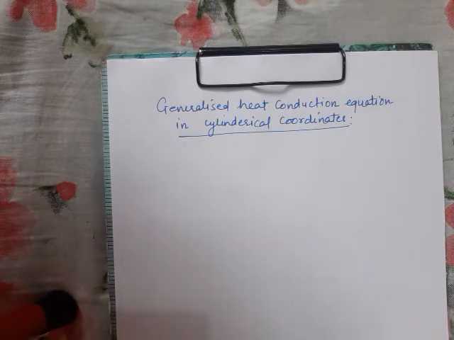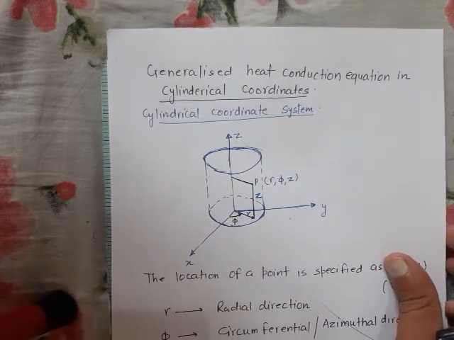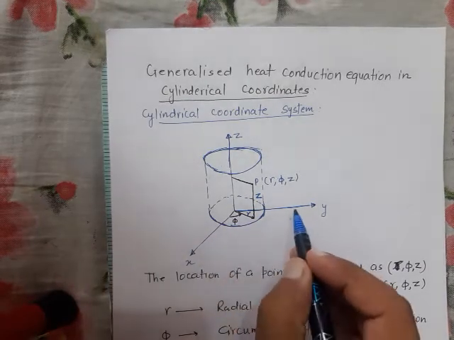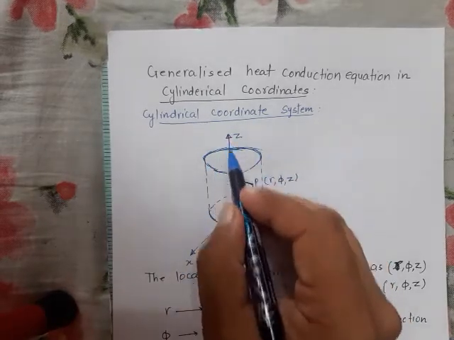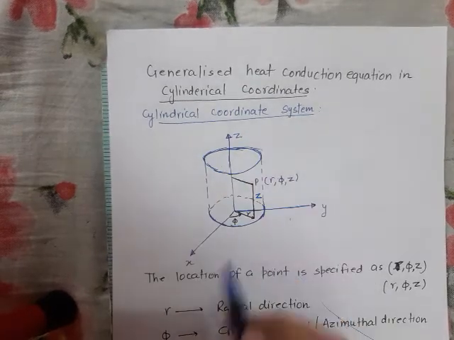Before deriving the equation, I am going to consider the cylindrical coordinate system. Let's discuss it a little bit. For that I have a separate diagram. Please note, this is the cylindrical coordinate system. These are the x, y and z directions. This z direction is along the longitudinal axis of the cylinder.